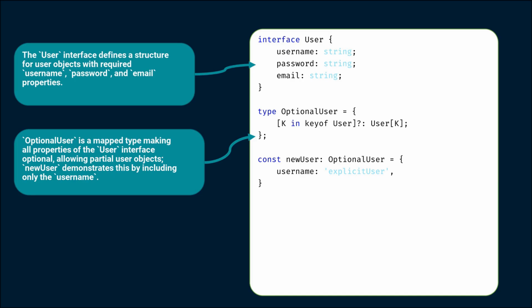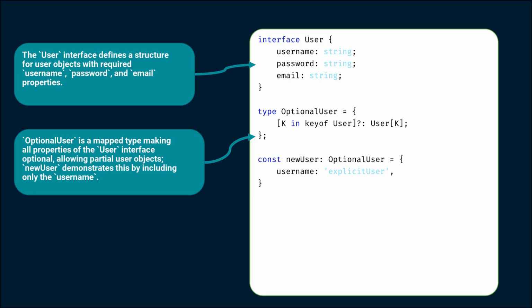These properties will be crucial when handling user accounts in an application. Next, we're going to create a new type named OptionalUser using mapped types. By leveraging the mapped type syntax, we iterate over each key of the User interface. This is achieved by using keyof User, which generates a union of all the property names in the User interface. We append a question mark to each property in the iteration to denote that all properties are now optional.